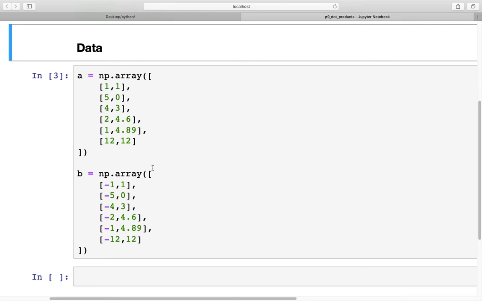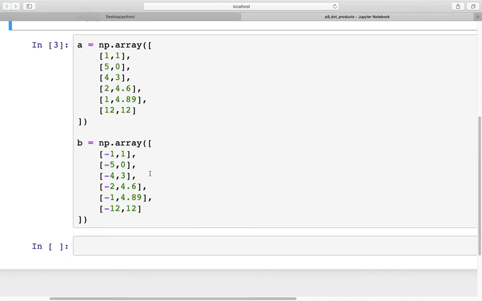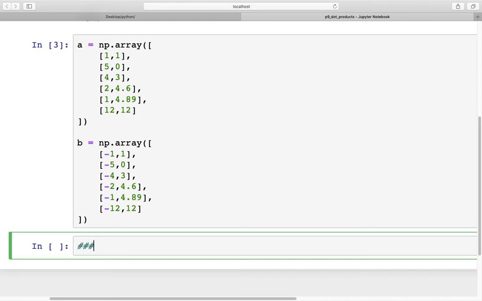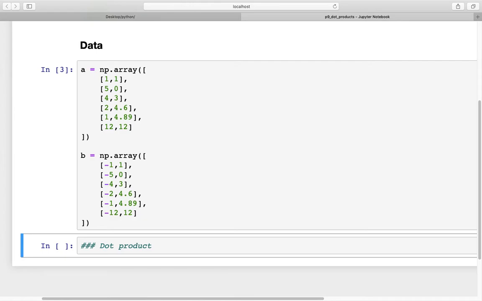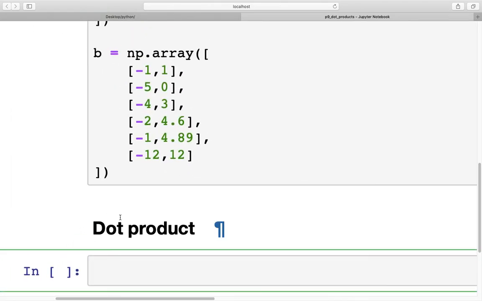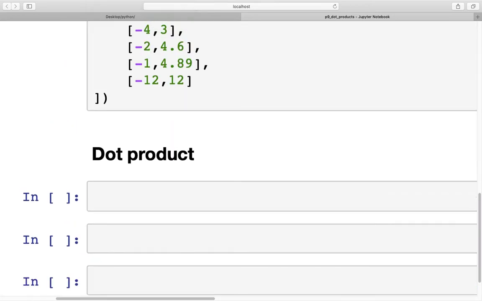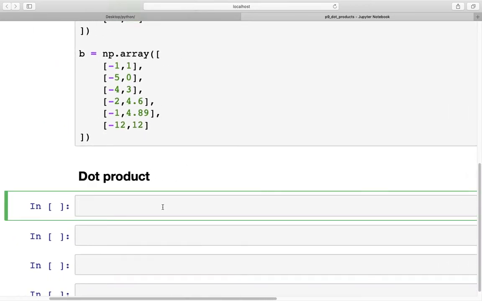Now what I'm going to show you is how to calculate the dot product and how to calculate the Euclidean distance between these two arrays. So let's go ahead and first calculate the dot product. To calculate the dot product, we need to use the transpose of B. The transpose of B would look something like this.